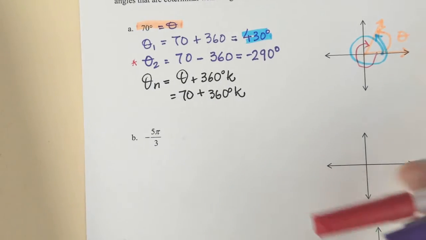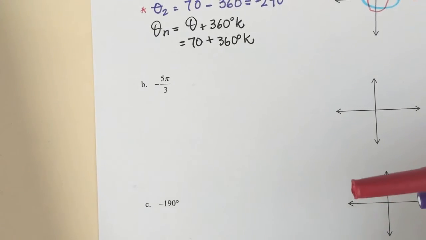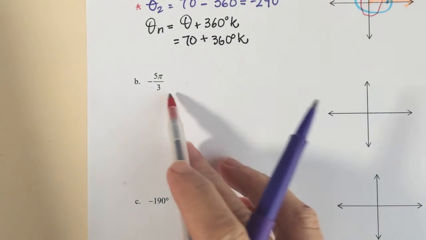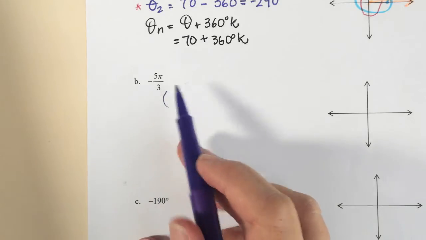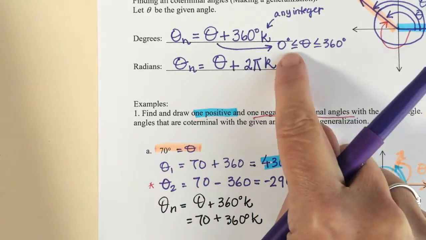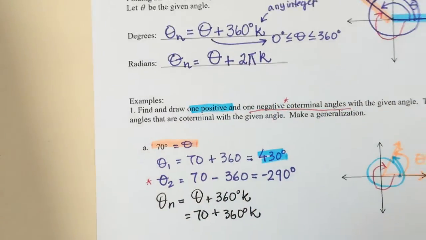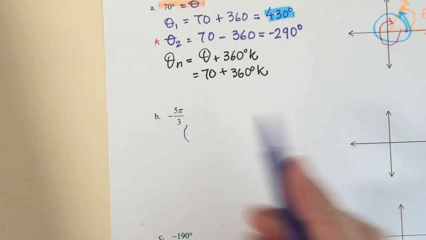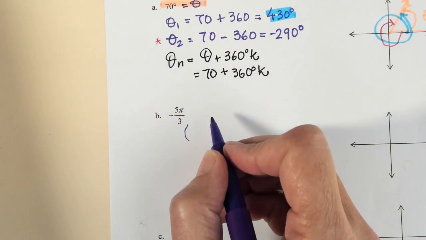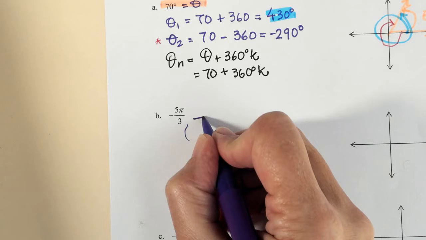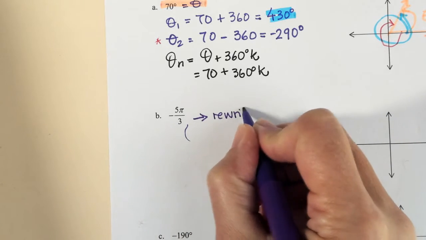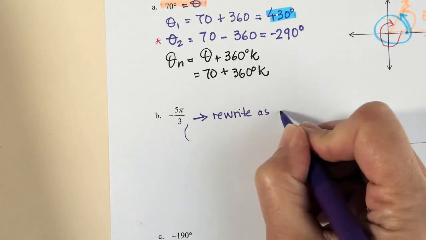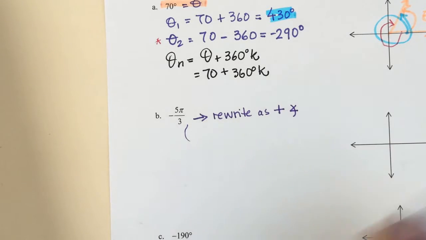Okay, let's do one that's in radians. So if I look at this one, I want to start out, notice that our criteria was it was a positive angle. So let's start out by rewriting it as a positive angle. So just to remind you, rewrite as positive angle.